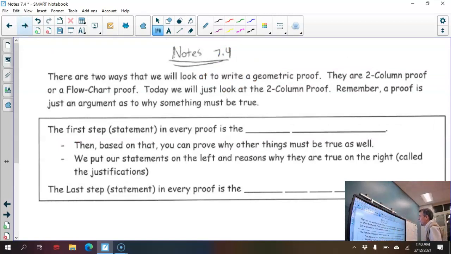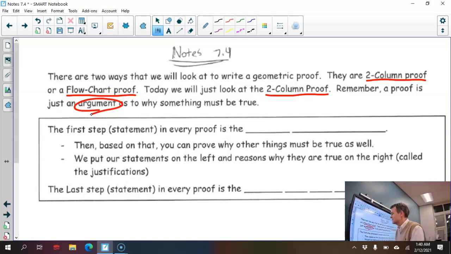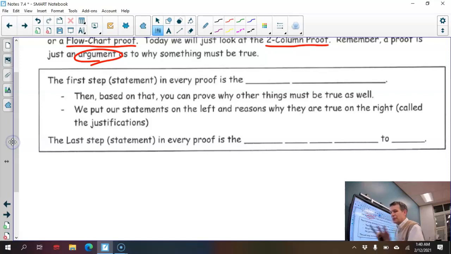All right, so there's 2 ways that we will look at to write a geometric proof. We have 2-column proofs and we have flowchart proofs. And today we're just going to look at the 2-column proofs. Remember, a proof is just an argument. Why something is true, you're just making an argument. All right, but you have to have reasons why your argument is true.